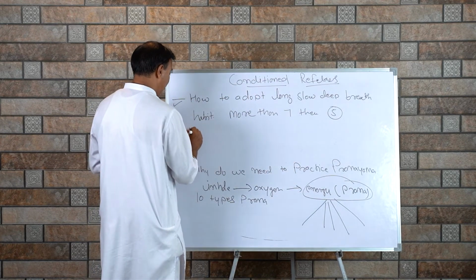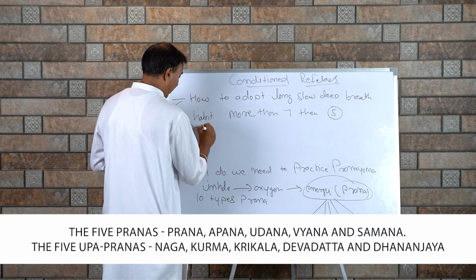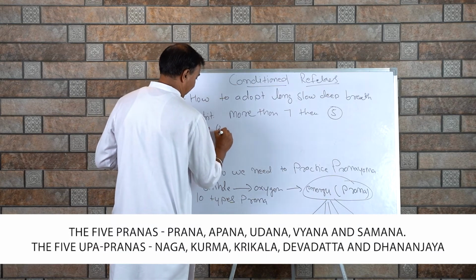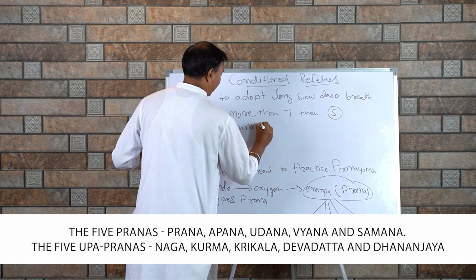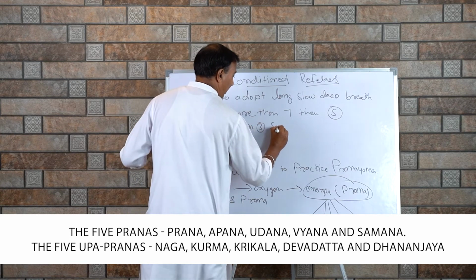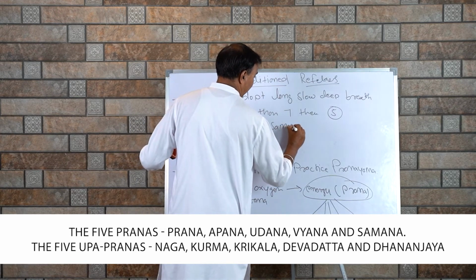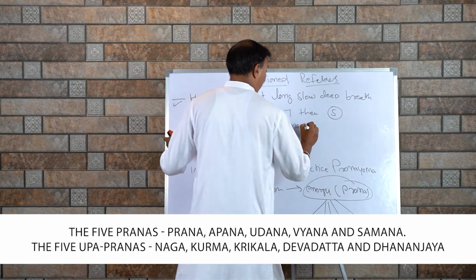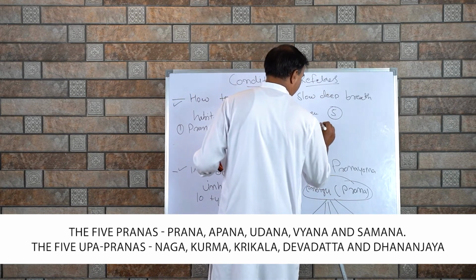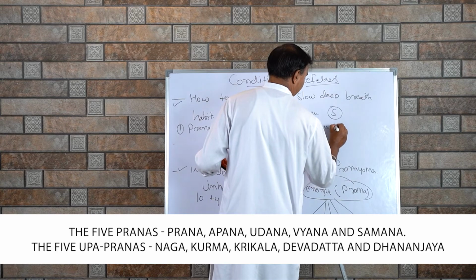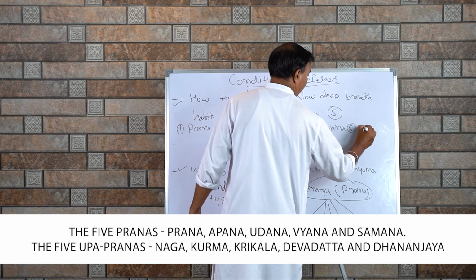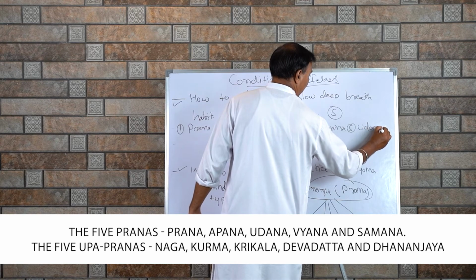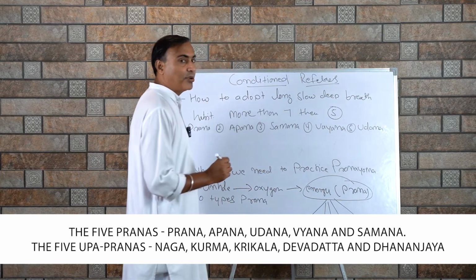First prana name is Prana. Second is Apana. Third is Samana. Fourth is Vyana. And fifth, last is Udana. These are the major ones, the main pranas.